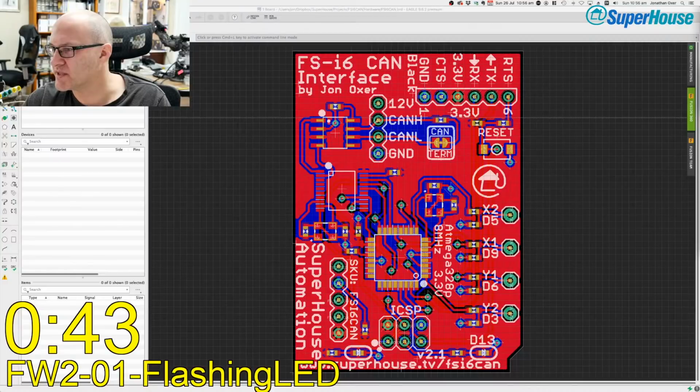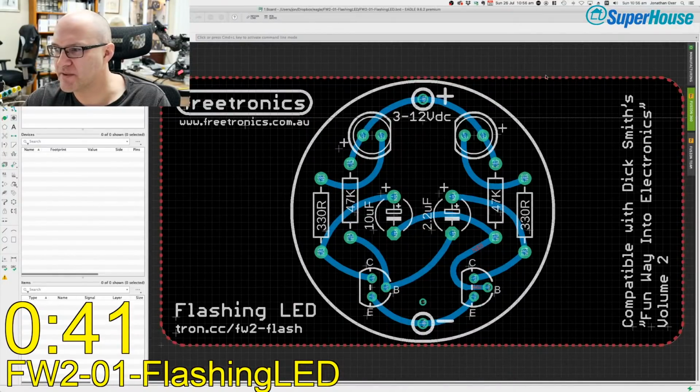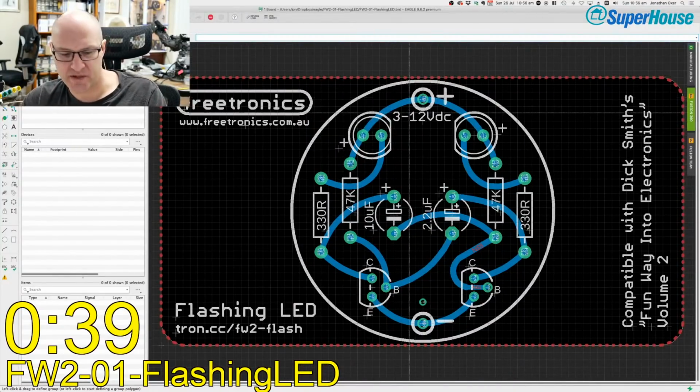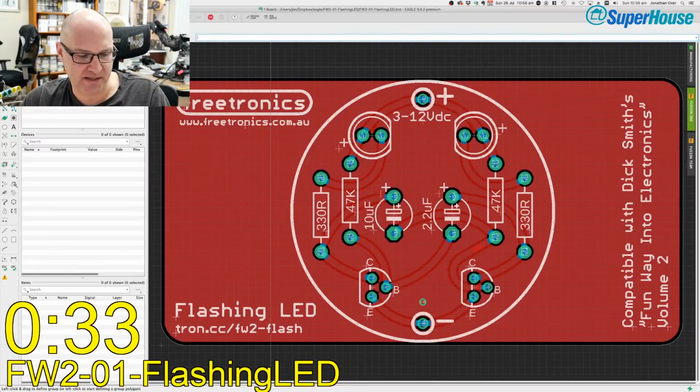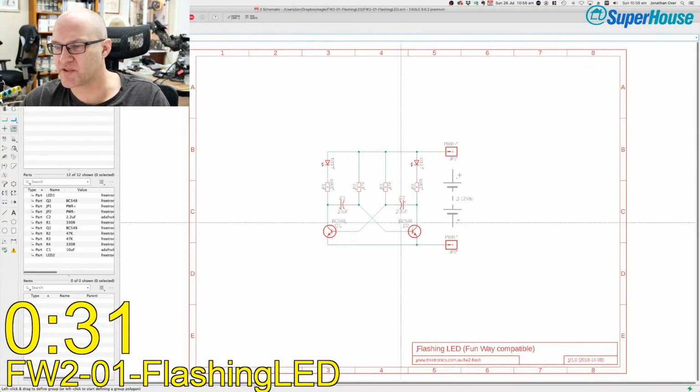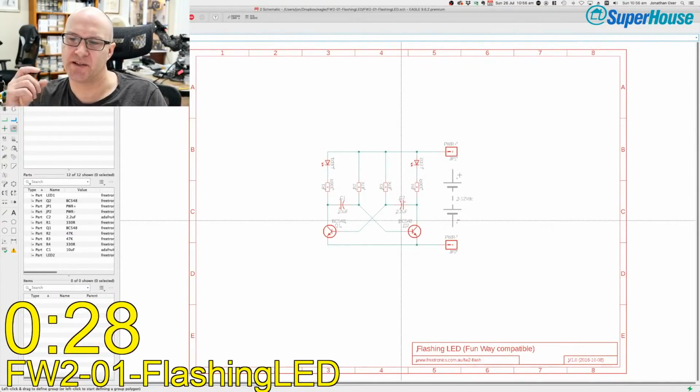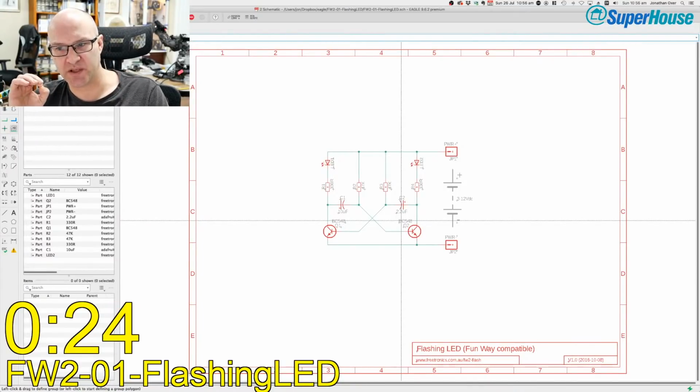This was a thing a few years ago now, where I wanted to bring back some of the Dick Smith Funway projects. So I re-implemented many of the designs, a lot of the Funway version 2. And the idea was to bring back a series of projects that were educational in terms of electronics building blocks.